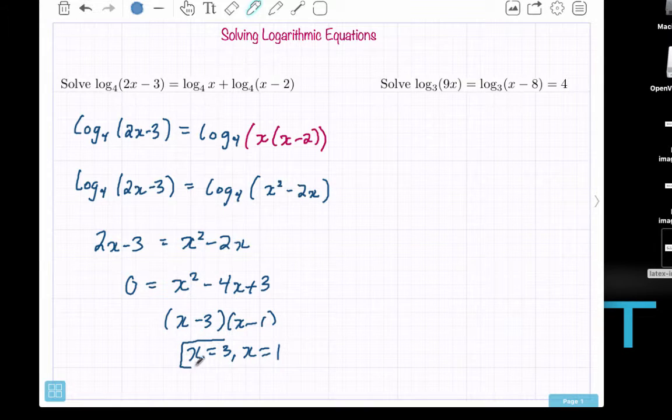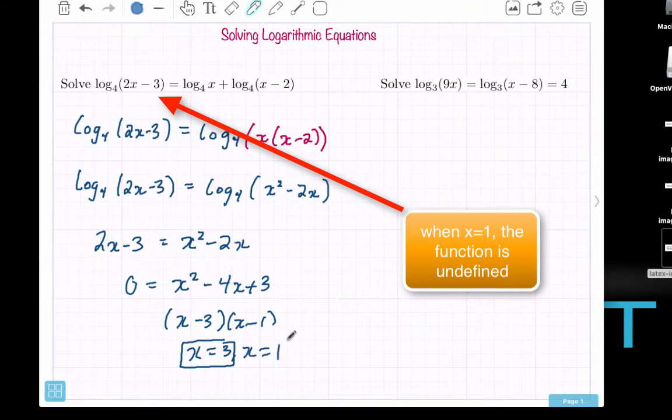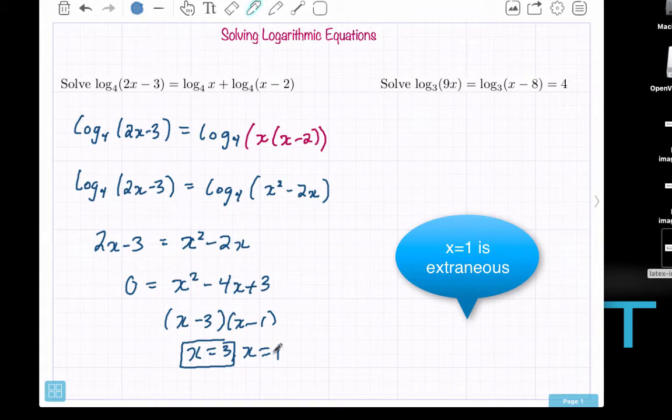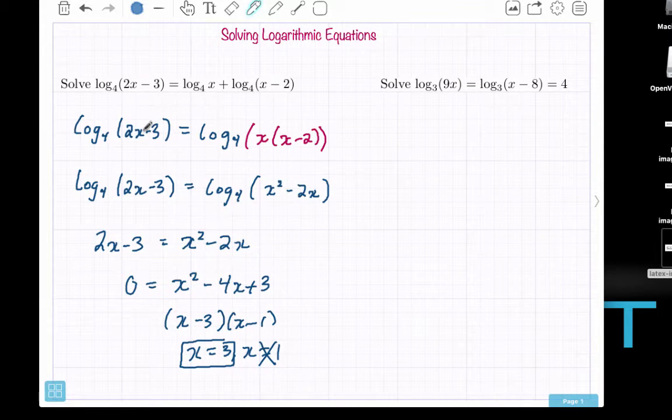Now, if you check your answers, it looks like 1 would be something that does not work because you'd have a negative in the logarithm. So this solution does not work. Okay, so if you check back and plug 3 and 1 both into these equations, 1 does not work because you'd have a negative logarithm. So let's go on to example 2.